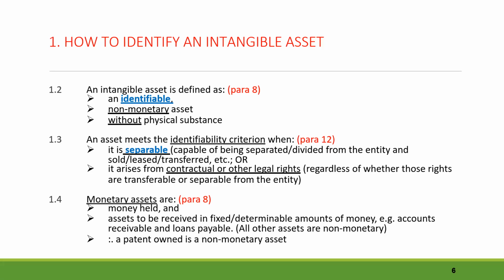Okay? The second aspect of the definition is non-monetary, which is relatively straightforward. Monetary refers to money. Non-monetary refers to any asset that is not money or money that will be received from a debtor. And the third aspect is without physical substance. So remember, I mentioned, think of it as an invisible asset, one that we cannot touch. It has no physical presence, unlike a motor vehicle, unlike a building. Okay?